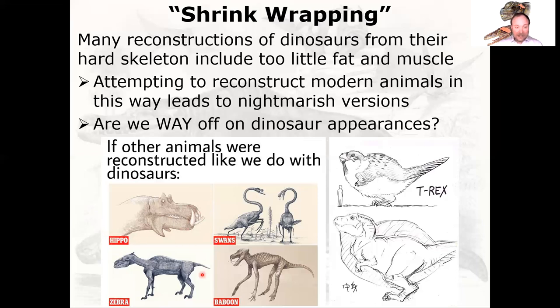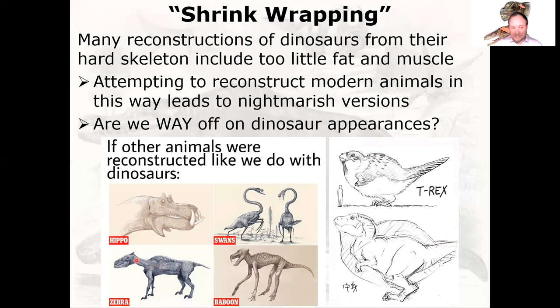Same thing with a zebra here. They've shrink-wrapped it so tightly that there is no fat. There's really not even room for organs. We know that zebras are herbivores. They need that massive gut to process all that food that they're eating. This is not what a zebra looks like.